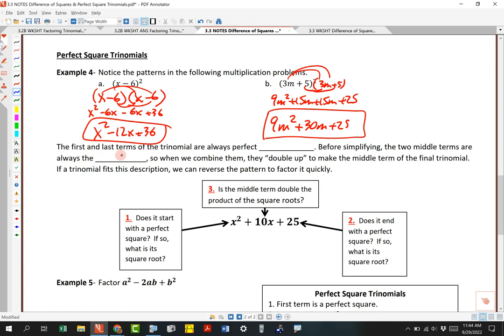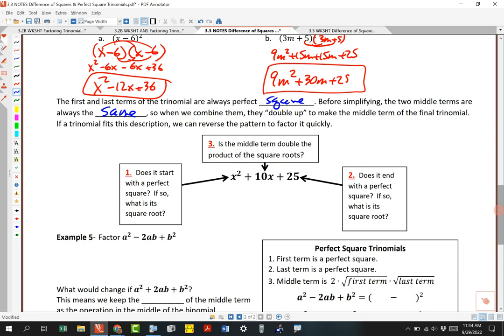Okay. The first and last terms of the trinomials, take a look at them. Every one of those is a perfect square. And before simplifying, the 2 middle terms are always the same. So that means when we combine them, instead of canceling out, they double up. And that'll make the final middle term, that linear term of the trinomial. So if it fits this pattern, then we can quickly factor it.